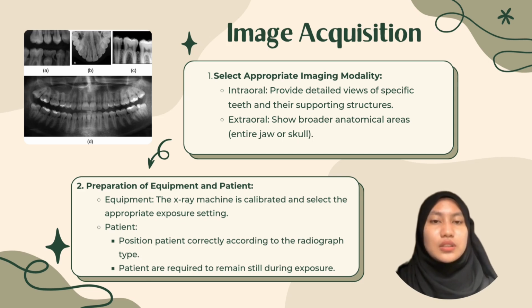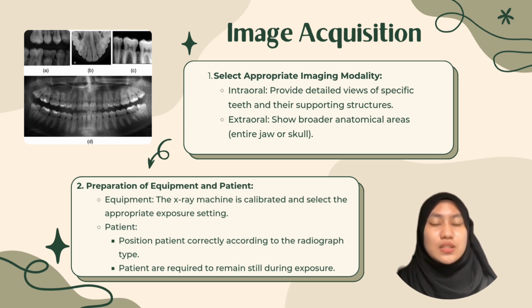Intraoral imaging provides a detailed view of specific teeth and their supporting structure. For example, it includes bitewing, periapical, and occlusal radiographs. As for extraoral imaging, it can capture a broader anatomical area such as the entire jaw or skull. For example, it includes panoramic or cephalometric radiographs. The choice of the imaging modality depends on the area being examined and the clinical objective.